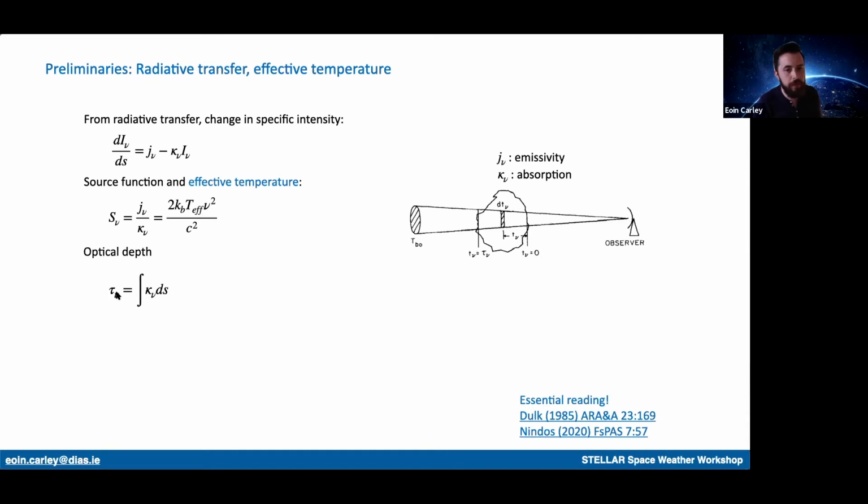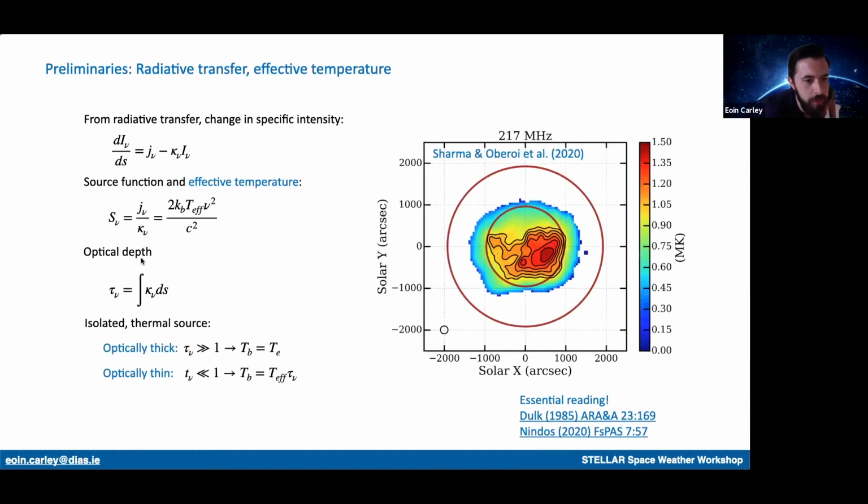It's a unitless value. It's kind of a measure of how opaque or transparent a source is. If a source is opaque, this is much greater than 1. If it's transparent, it's much less than 1. It tells us how much absorption is in there. Now, the reason why I talk about all these things, so from radiative transfer, effective and brightness temperature, and optical depth, is that we can actually rearrange these formulas and get at some pretty useful characteristics of the intensity we see on the sky in the radio domain.